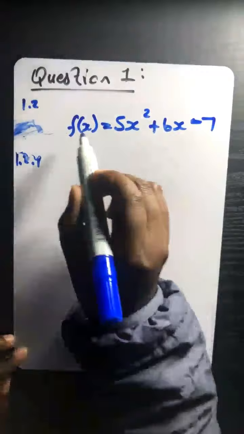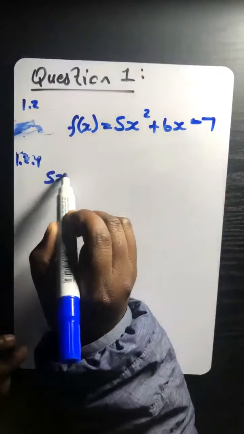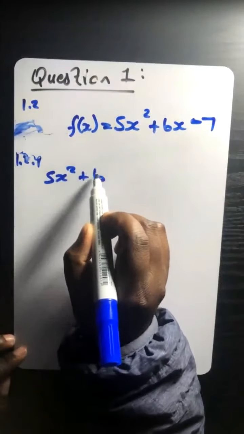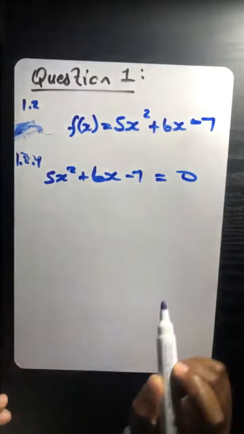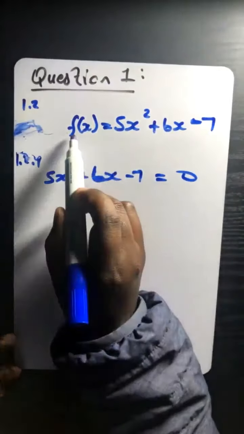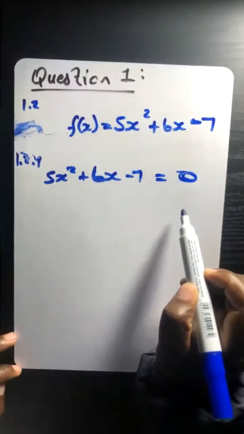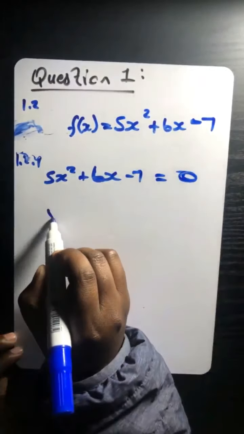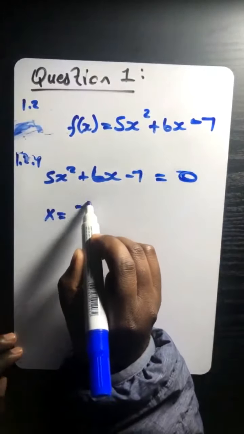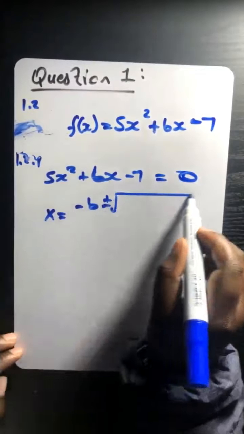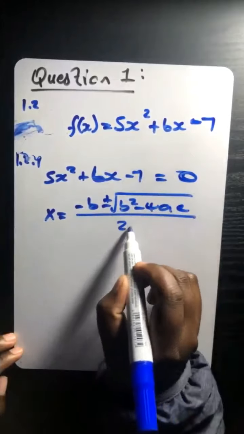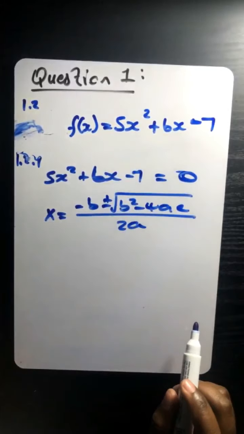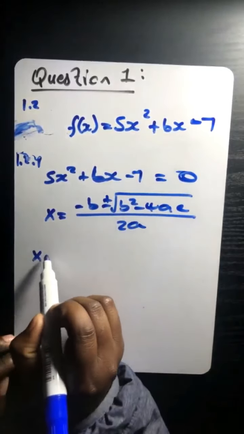So that means the whole of this, you equate it to 0. 5x squared plus 6x minus 7 is equal to 0, because they said solve for x if f of x is equal to 0, correct to two decimal places. The formula says x equals negative b plus or minus the square root of b squared minus 4ac, the whole of that over 2a. So what you do is substitute.